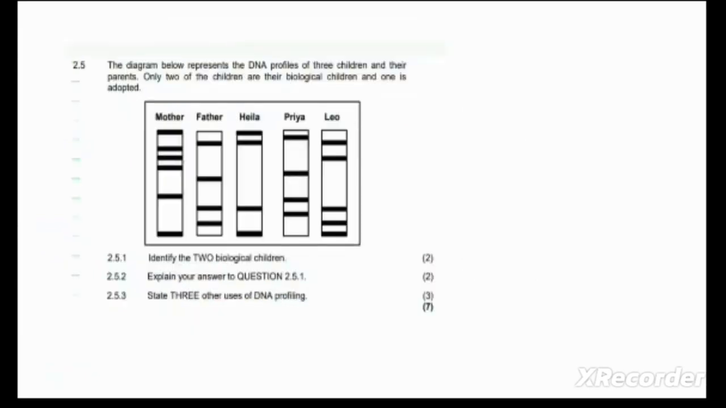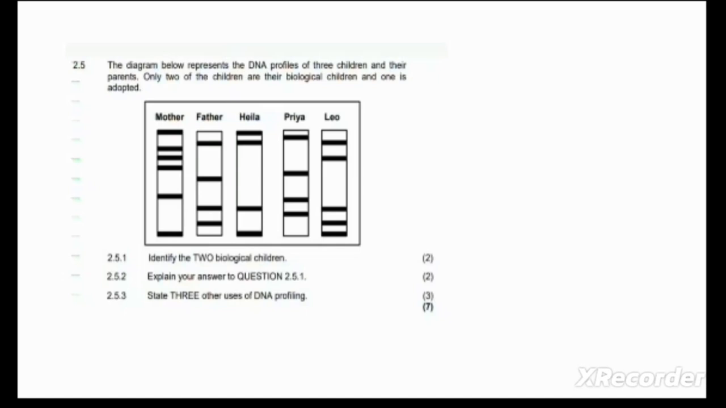Let's look at the last set of questions. We have the diagram below representing the DNA profile of 3 children and their parents. Only 2 of the children are their biological children and 1 is adopted. So how you answer this type of question, you look at the DNA bands, which are those horizontal lines shaded with black, for the mother and the father. And you look at the children's bands. You need to look for their biological children, right?